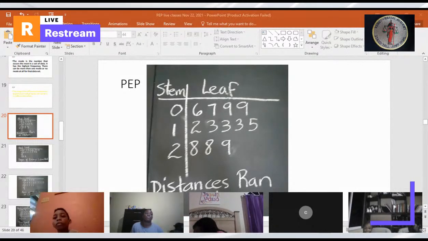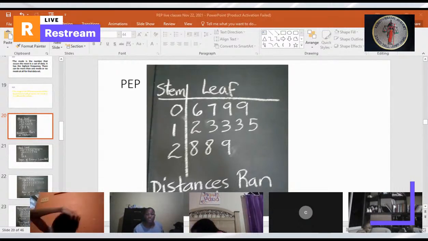So let's find the mean of this data set. Remember, to find the mean, we add all the numbers and we divide by the amount of numbers. So counting the numbers, that's 1, 2, 3, 4, 5, 6, 7, 8, 9, 10, 11, 12 numbers. And we're going to add them up. So that's 6 plus 7 plus 9 plus 9 plus 12 plus 13 plus 13 plus 13 plus 15 plus 28 plus 28 plus 29. And we add those up, we get 182.